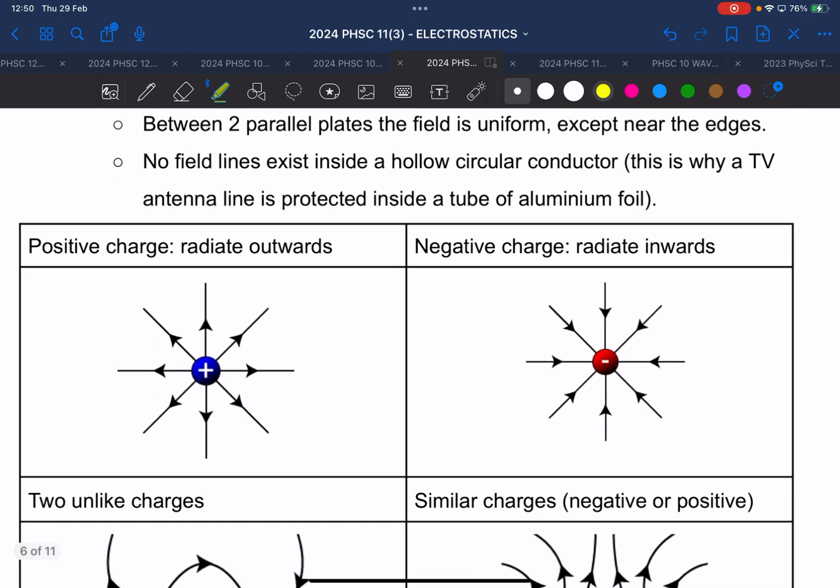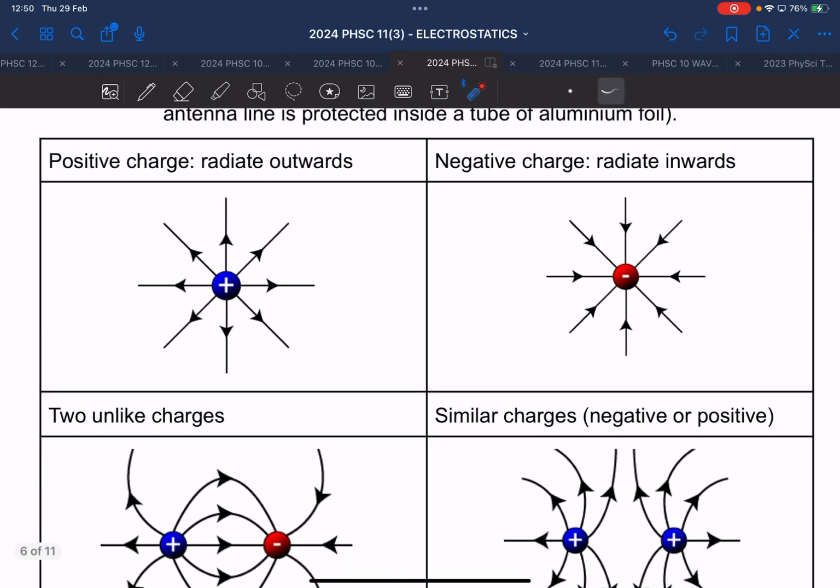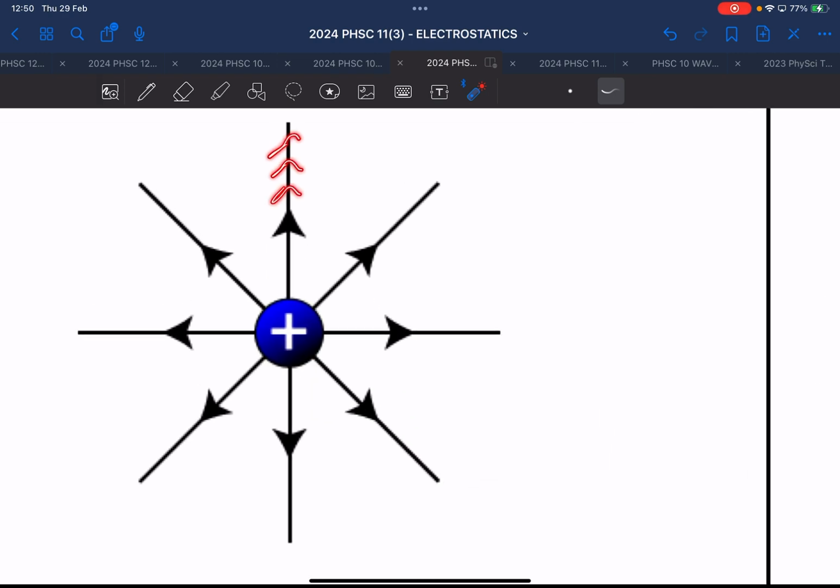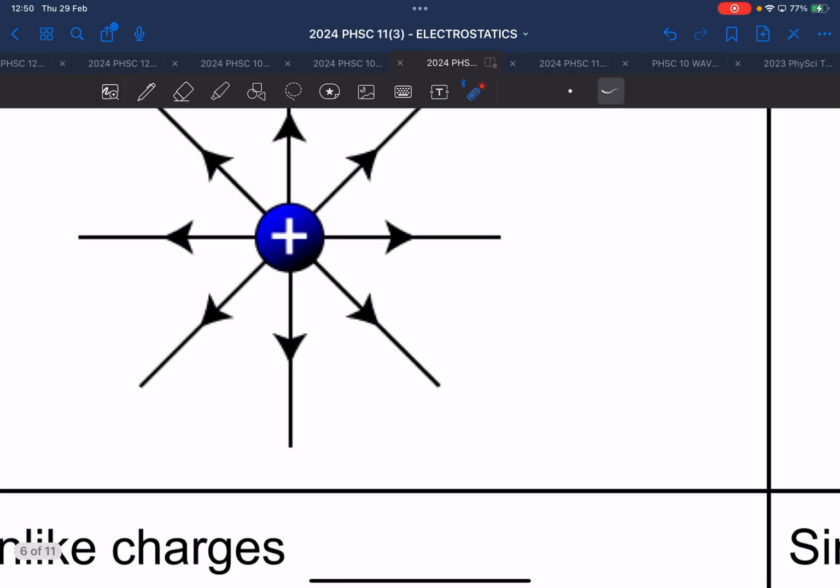So here is an example. If it's positive, it goes out from the positive. If it's negative, it goes into the negative. Now you do not have to draw a million lines. Five lines are sufficient. Here we have eight lines, but you don't even have to draw eight. You can draw five. A million arrows is not needed, one arrow per line is fine. It doesn't matter if it's at the end or at the beginning.